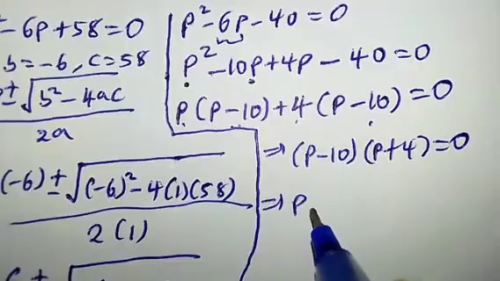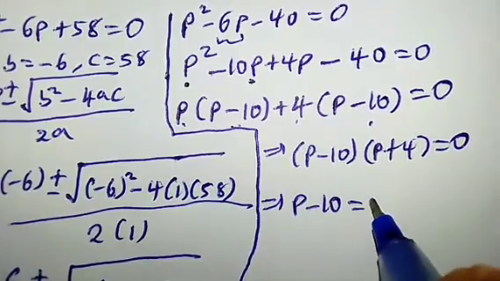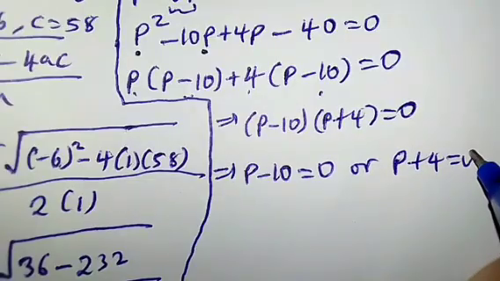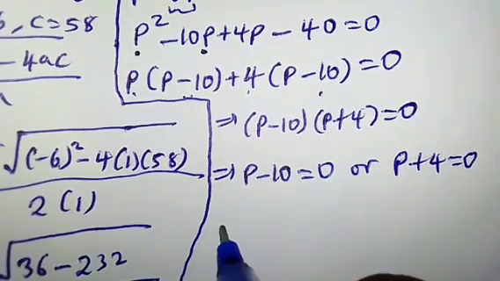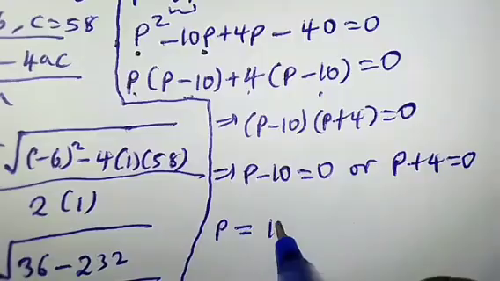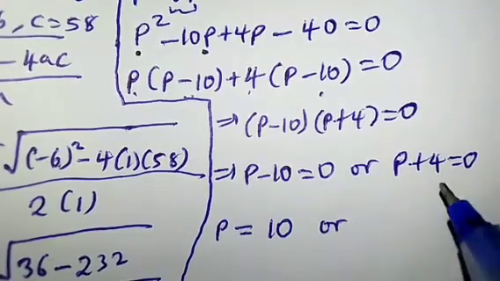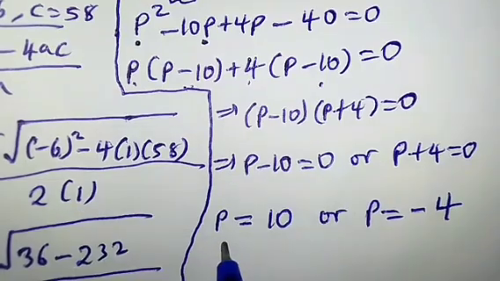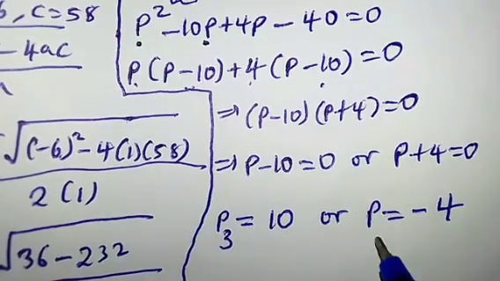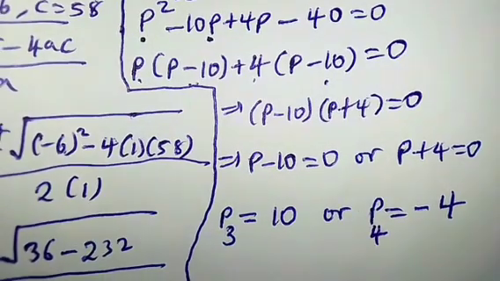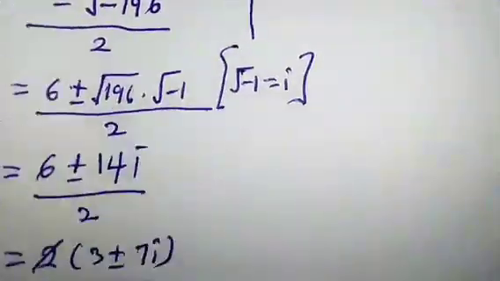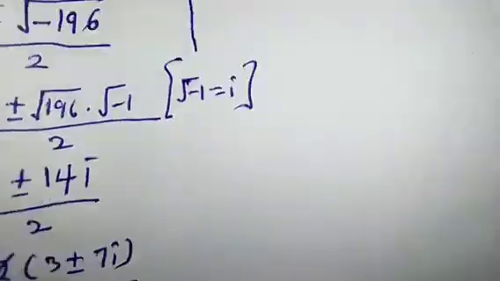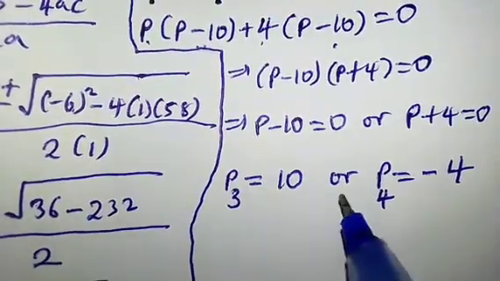This means that p - 10 is equal to 0, or p + 4 is equal to 0. Clearly from this line, p is equal to 10, or from this, p is equal to negative 4. Let's call this p3 and let's call this p4. You will observe that we have two complex solutions, which are these, and two real solutions.